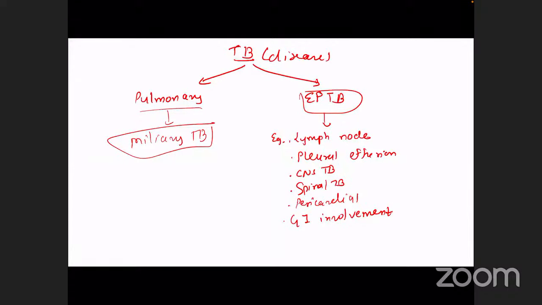Commonly, everybody would have seen the patients of pleural effusion, pericardial effusion, tuberculous meningitis, or maybe tuberculoma, or even scrofuloderma, or very commonly even GI involvement in the form of ascites or intestinal tuberculosis.